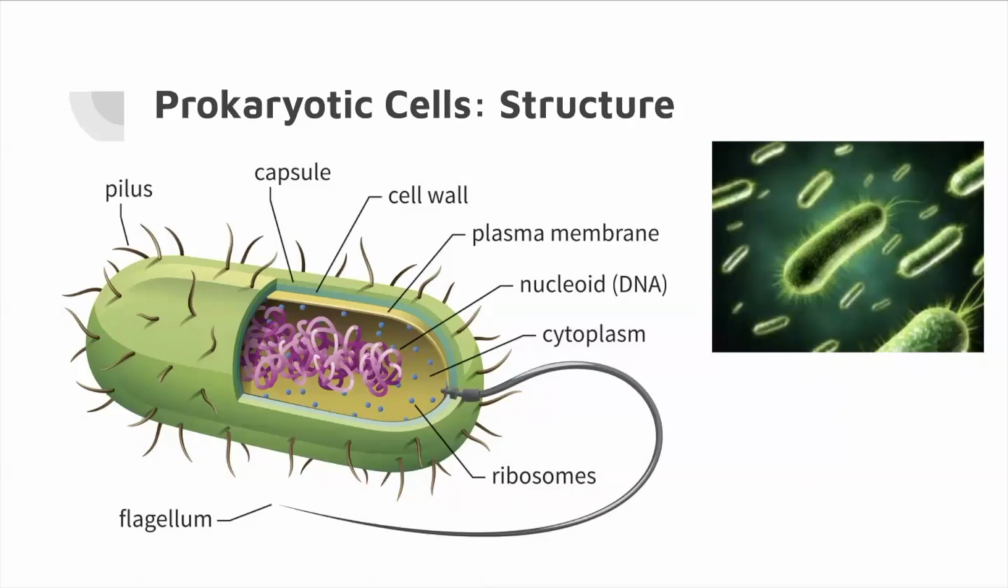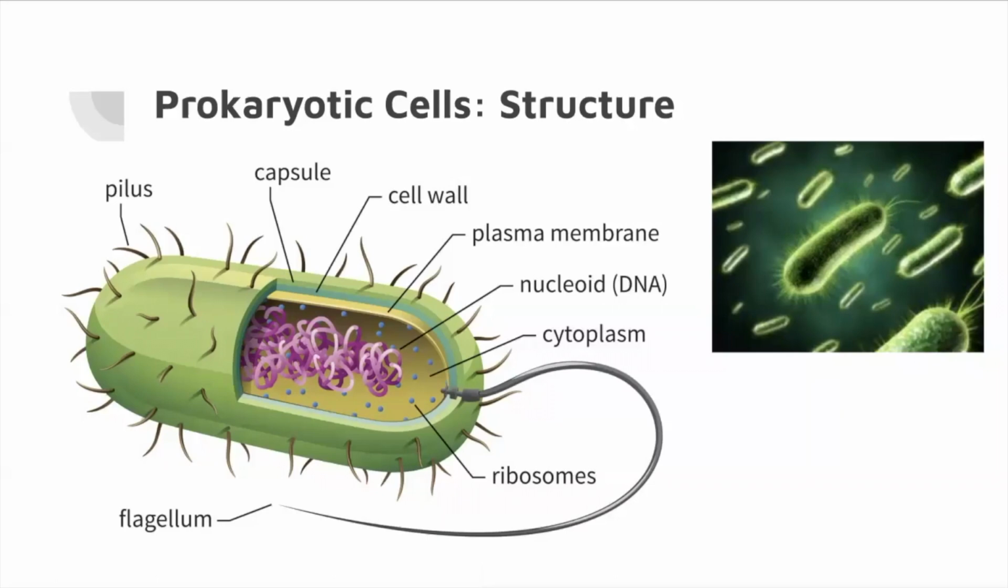All right, so prokaryotic cells are probably one of the simplest forms of cells that we see. One of the things that we can noticeably see from the cell is that it has a flagellum, which is this tail-like structure, and it's actually used for mobility and to help it improve in swimming.